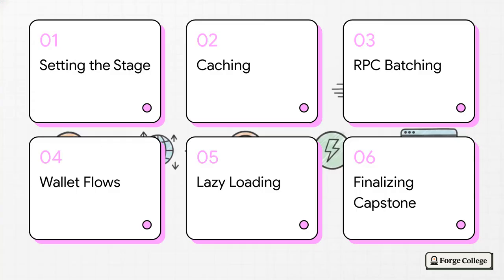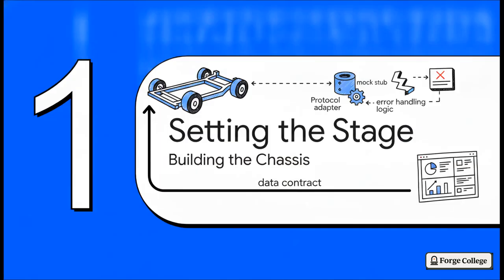Okay, here's the blueprint for our UI today. Section 1, setting the stage. Section 2, caching to speed things up. Section 3, RPC batching to carpool our data. Section 4, wallet flows and connections. Section 5, lazy loading and performance. And finally, Section 6, finalizing the capstone. Let's dive right in. Section 1.